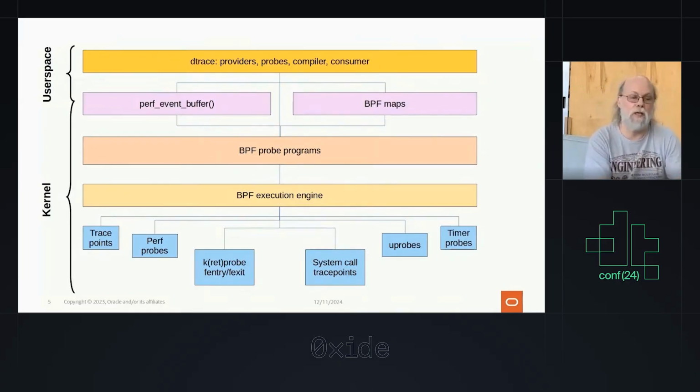Some of those are used by the consumer, like aggregations to get data, and others are only used by the BPF programs, which is the next layer, and that is all the work. That is literally the D scripts compiled into a BPF program, with all the code added into it to make the actions do what they're supposed to be doing. That is presented to the BPF execution engine, which then interfaces with all the other tracing features in the kernel, which is the lower level.